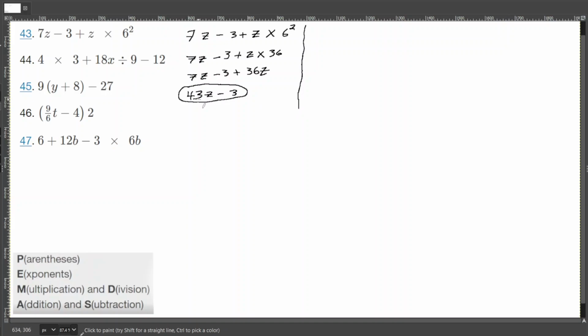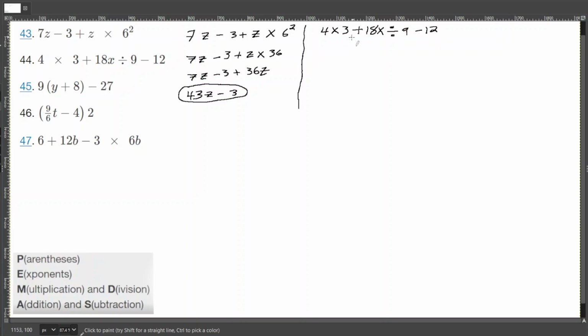So, like I said, these expressions won't simplify just to one term. Some of them will have two terms, and that's just the way it is. So, the next one we have, this one's going to be fun. 4 times 3 plus 18x divided by 9, and then minus 12. Okay, so what do we have in this one?